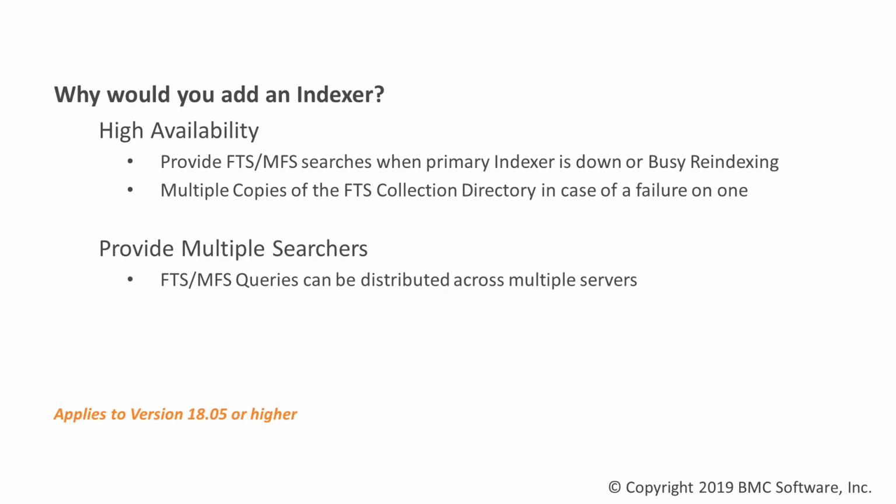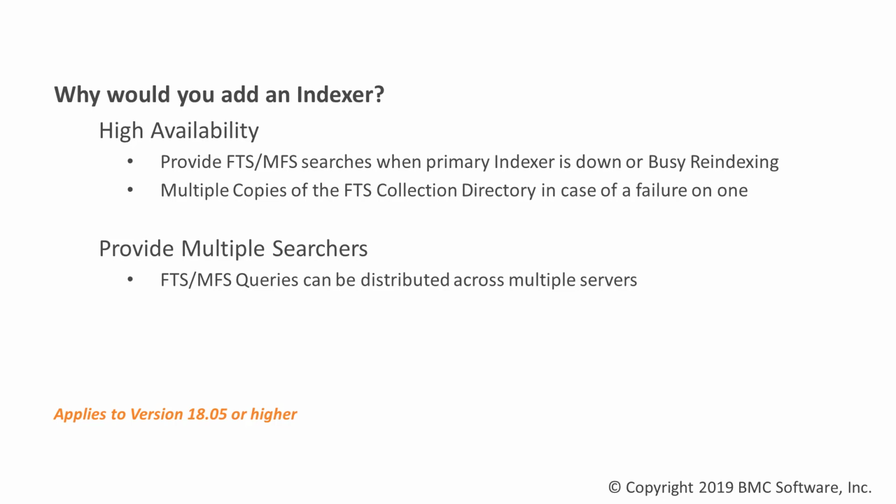Well, there's two primary reasons, the first of which is high availability. When you add an indexer to a server group, it will provide FTS and MFS searches when the primary indexer is down or is busy reindexing. If you only have one indexer, then when that server is down or busy reindexing, you simply cannot perform FTS or MFS global searches.